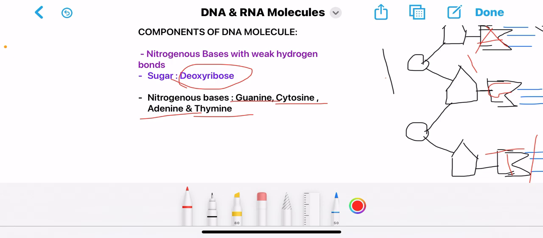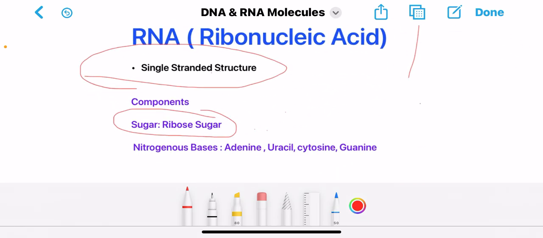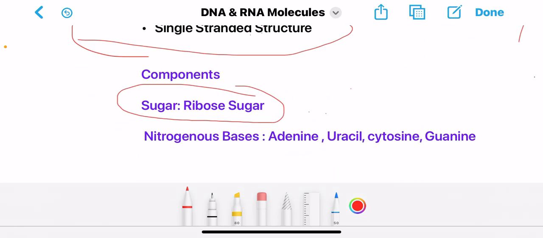Now if they ask you which sugar we find in DNA, you will say it is deoxyribose. But when coming to RNA, if they ask you what kind of sugar is in RNA, then you will say ribose sugar. Now the sugars in RNA and DNA are what? Different. They are not the same.